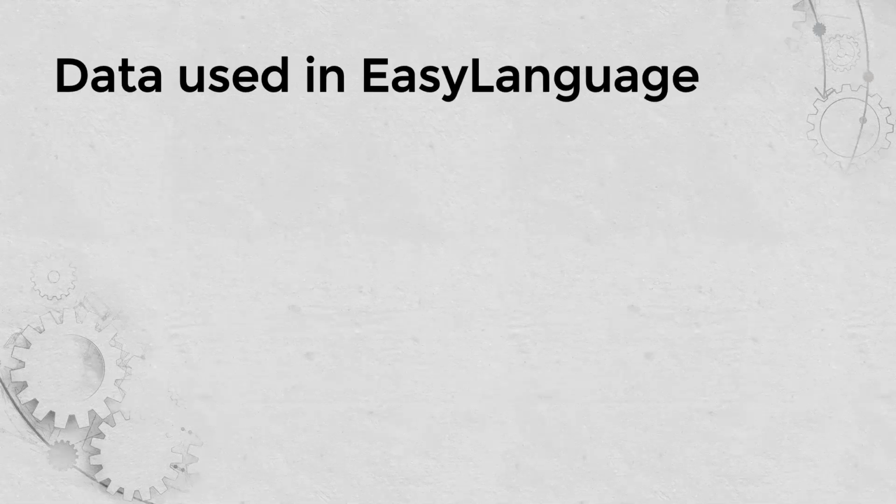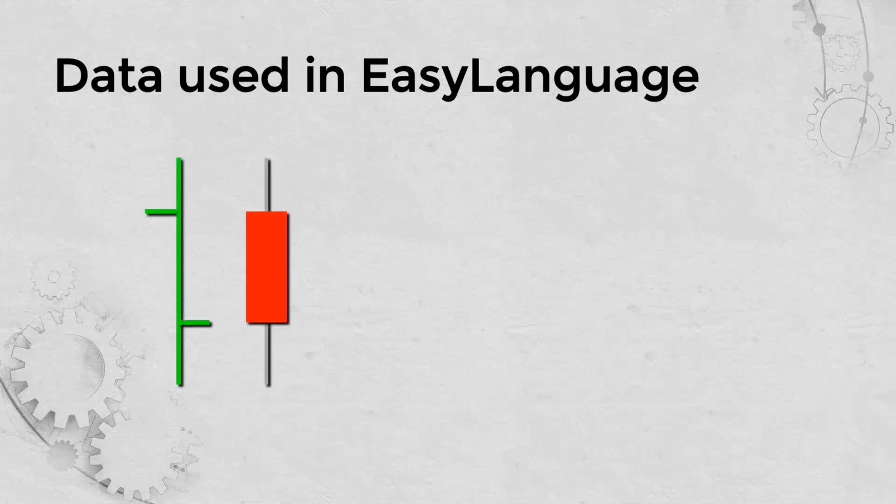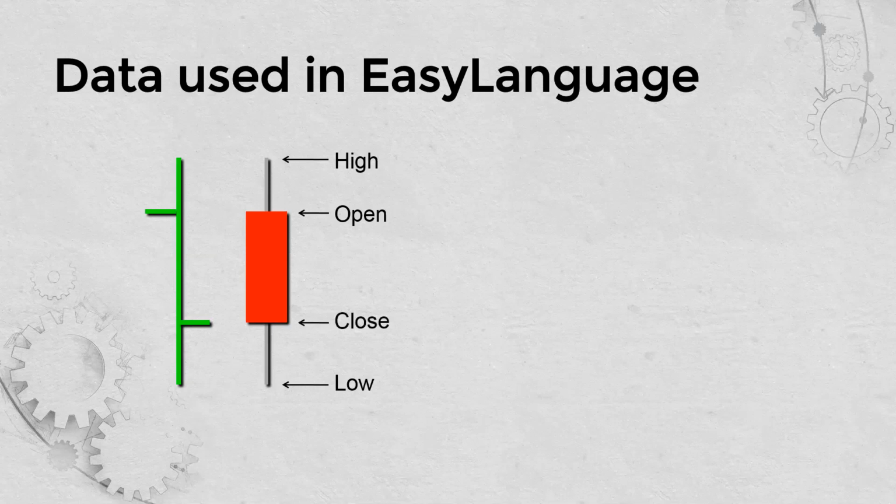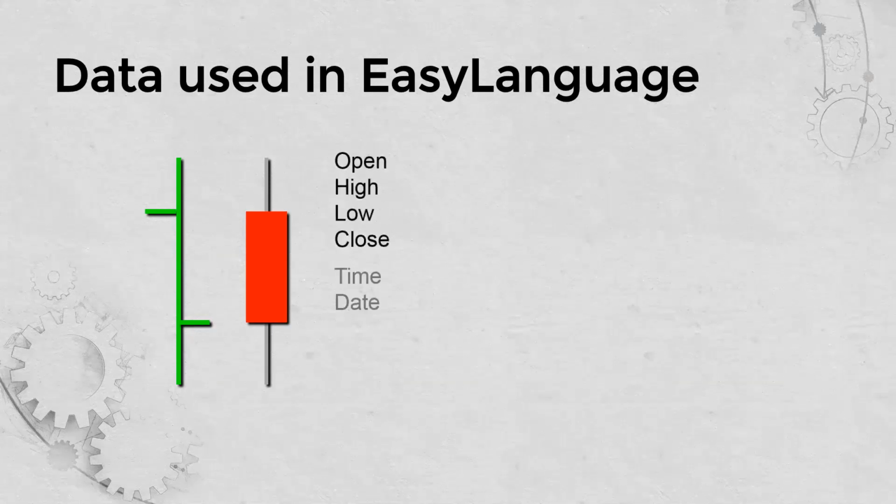We need to understand what data is available for you to use when you start using Easy Language. First of all, we all are familiar with a bar. The one on the left is an open, high, low, close bar. The one on the right is a candlestick. But the price points on the bars are the same. We have the open, the high, the low, and the close. You can use those price points in Easy Language, and I'm going to show you examples on how you can do that. We also have access to the time and the date.